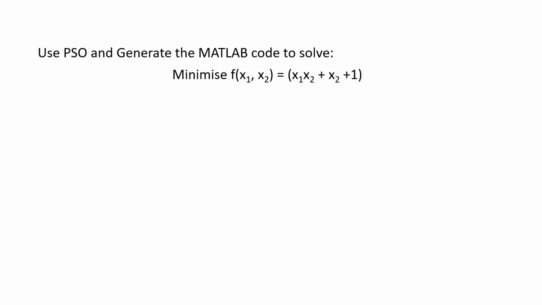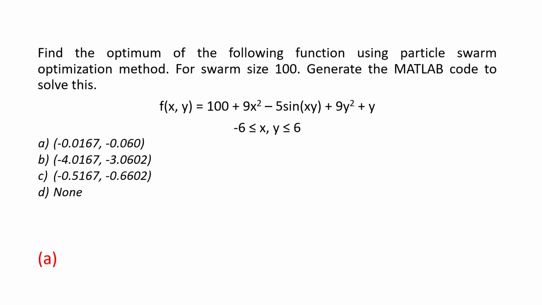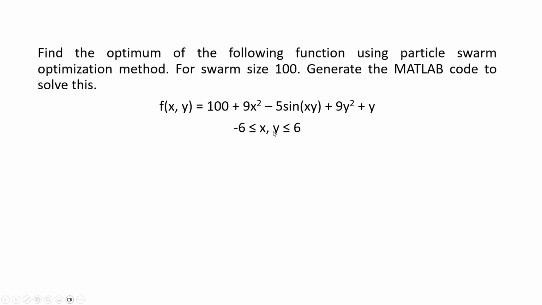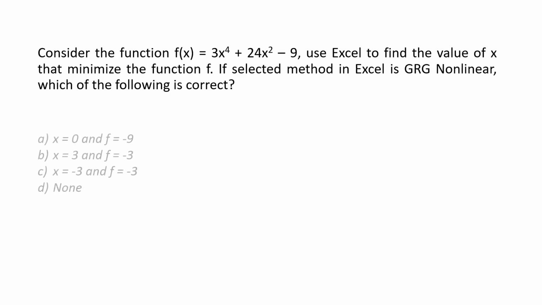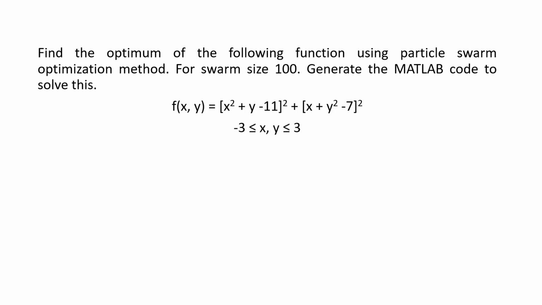Okay, so again you have to use particle swarm optimization and generate the MATLAB code to solve. This is the last question for particle swarm optimization, I suppose. So before this we didn't have any constraint other than the variable constraint, right? We only have x1 and x2 ranging from this to this. In this also we have only the range for x and y, but now we can have constraints also.